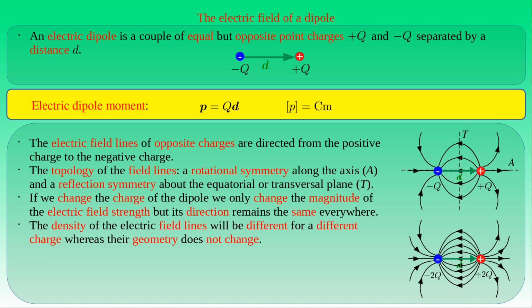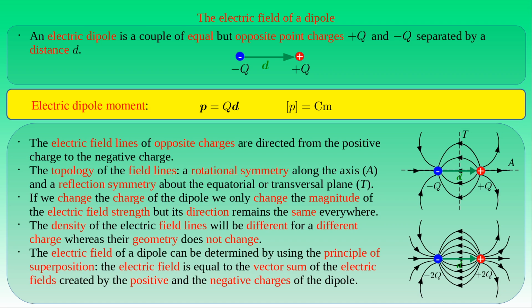Since the electric dipole is a simple system of point charges, we can apply the principle of superposition for electric fields. This tells us that the electric field strength of a dipole is the vector sum of the electric fields of the positive and the negative charges of the dipole. First, we study the electric field of a dipole at special locations, such as on the axis and the equatorial plane of the dipole. Then we will determine the electric field at an arbitrary point in the vicinity of the dipole.